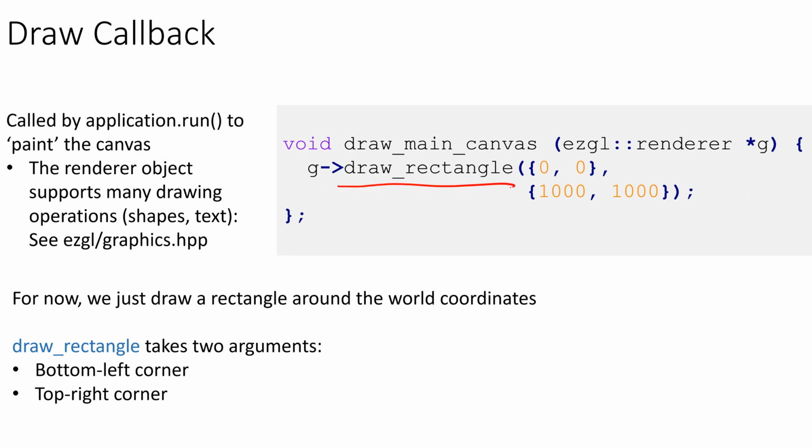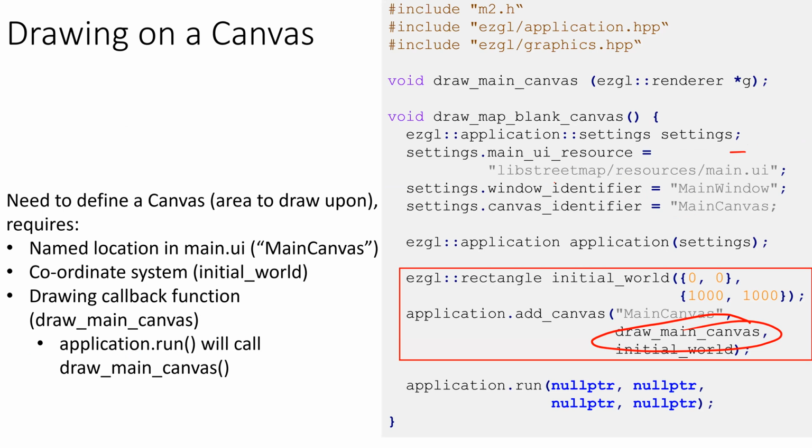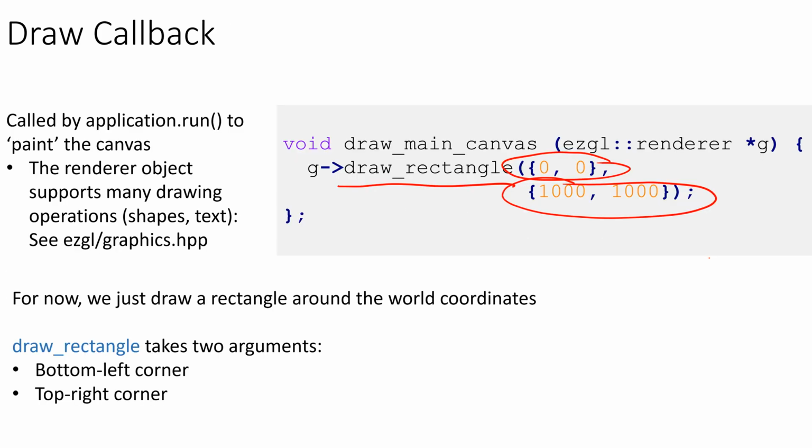One of the functions in ece2gl is draw rectangle. And draw rectangle takes 2 points. So we pass it a lower left point and an upper right point. And I'm just going to pass it x equals 0, y equals 0, x equals 1,000, y equals 1,000. So how big should this rectangle be? Let's look back at my coordinate system. My coordinate system is from 0, 0 to 1,000, 1,000. And then I said draw a rectangle from 0, 0 to 1,000, 1,000.